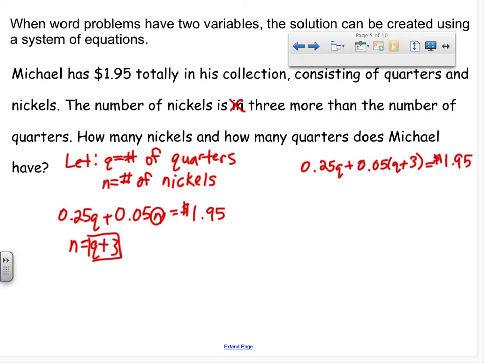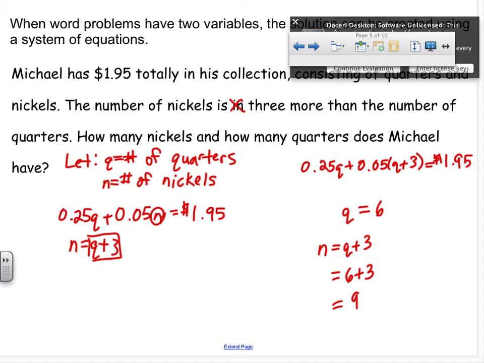Now, if I were to go through the actual solving of that, you would notice I would get the same answer that I got before. It's the same equation that I had before, I just took it a different way. So the value of Q would be 6. But now I have to show work to show that I know what the number of nickels is. Since the number of nickels is Q plus 3, all I have to do is substitute in that 6. So the number of nickels is 9.